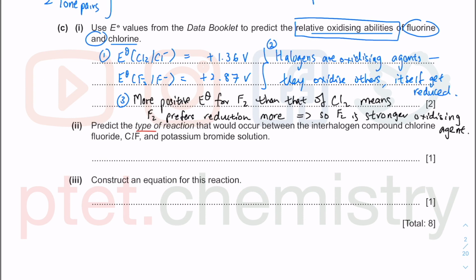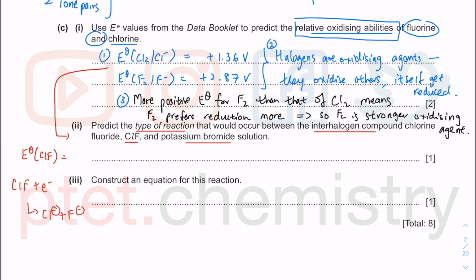Predict the type of reaction that would occur if you have an interhalogen compound, such that you have one chlorine and one fluorine with potassium bromide. So if you have something like chlorine and fluorine, you are going to imagine that your E naught, well, we don't know which one is going to be which one, but supposedly if you have ClF there, when it gets electrons, it can potentially give Cl minus and F minus like that, and then you have 2 electrons.